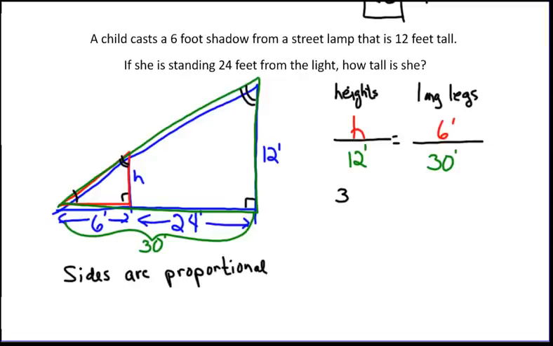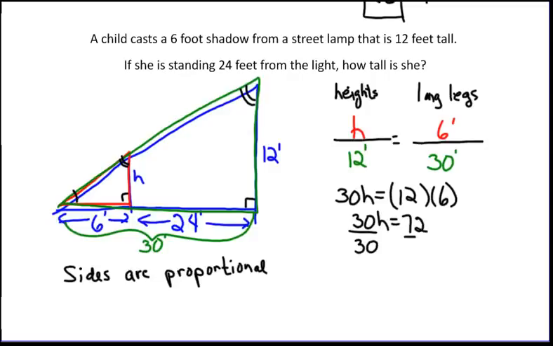So we will have 30h equals 12 times 6. That gives us 30h equals 72. We will divide by 30 on both sides and end up with 2.4, and that is the height of the child, so she is 2.4 feet tall.